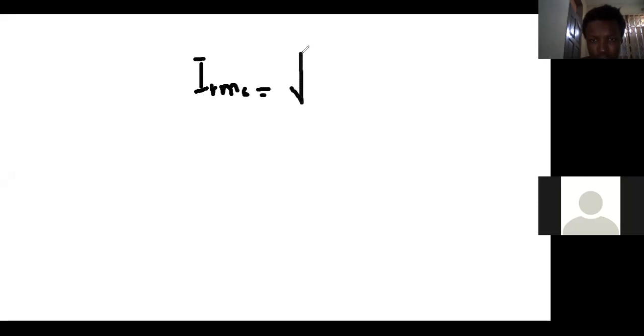Basically, what I'm trying to say is that when we want to relate the square of the peak value to the root mean square current, let me do it simply. The root mean square value is equal to the root of the squared I naught, all over 2. That's basically what it means.